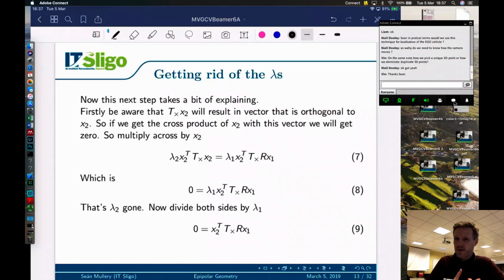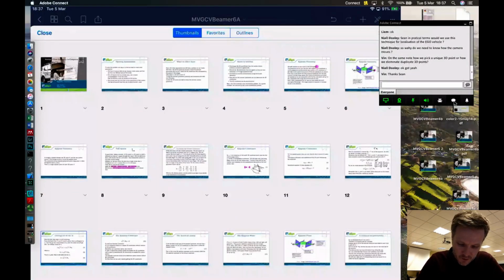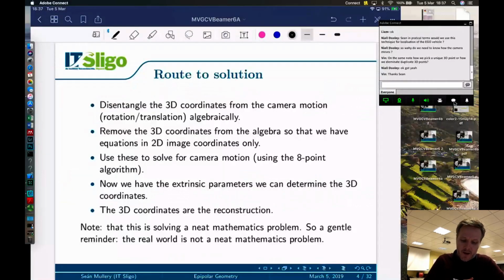And what we want to do is we want to get rid of them. Because if you remember back to what I said at the beginning of the lecture, and I'll just bring it back to remind you, what we're going to do is firstly we want to disentangle the 3D coordinates from the camera motion, which we've already done. We want to remove the 3D coordinates from the algebra so that we have equations in 2D coordinates only.